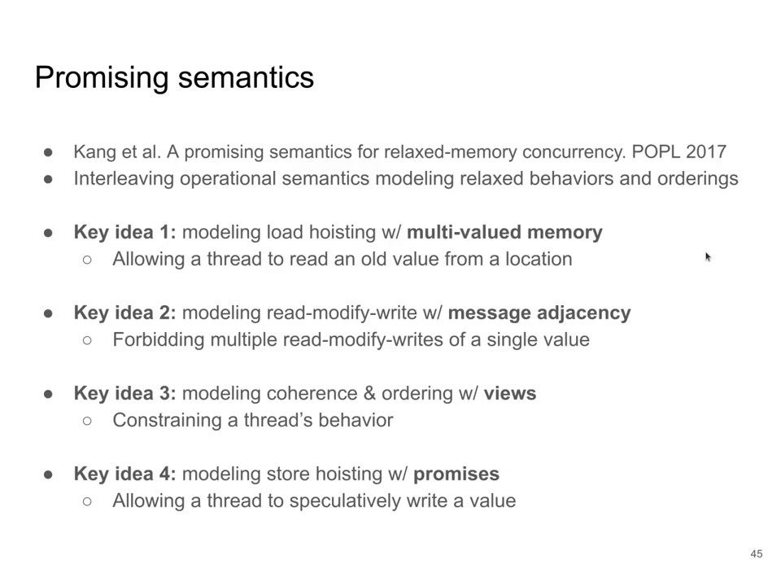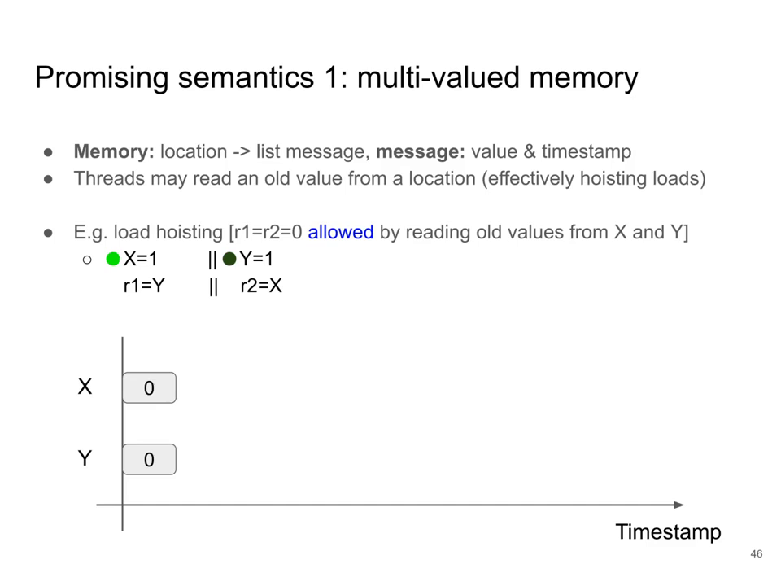But the purpose of a model is that it allows programmers to more easily reason about the program. So the purpose of this promising semantics is letting users reason about concurrent programs on this semantics, which is presumably simpler than the hardware semantics. So that's basically the purpose of this promising semantics. And I will explain the ideas one at a time. The first idea to explain is the multivalued memory. So let me show you a slide for this.